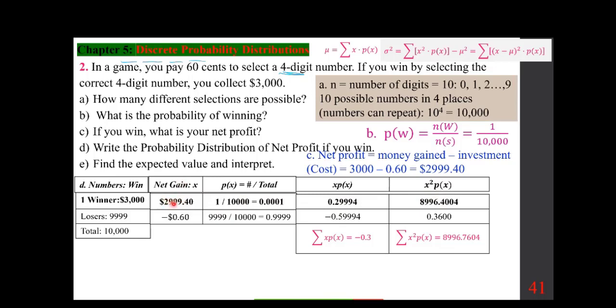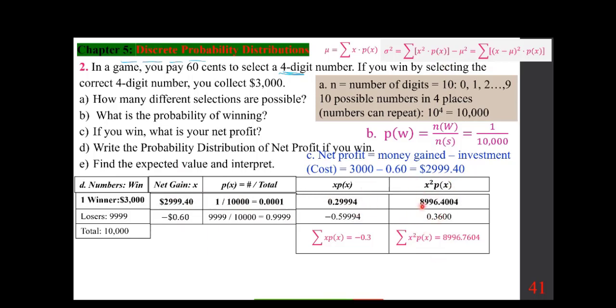It's almost 3,000. It's not 2,999.40. Square it times 0.0001. You get this one. Square this number, which becomes positive, by the way, times this number. And you write it here. That's the summation of x squared p of x, okay? We're going to get there.